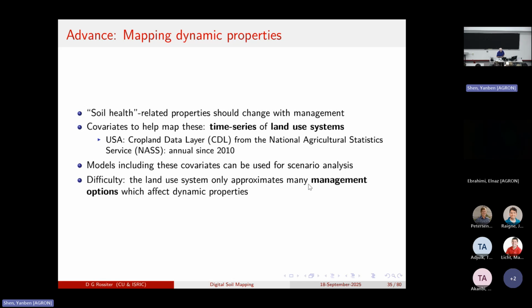So what she did is use the cropland data layer that's been going on since 2010 to say these are the management systems, and include these in our models. The land use system of the cropland data layer is only approximate to the real management options, but at least it's something. In upstate New York, we have a big Amish community that works very differently than Anglo farmers. That's not captured by this, but it's a big influence on the soil properties.